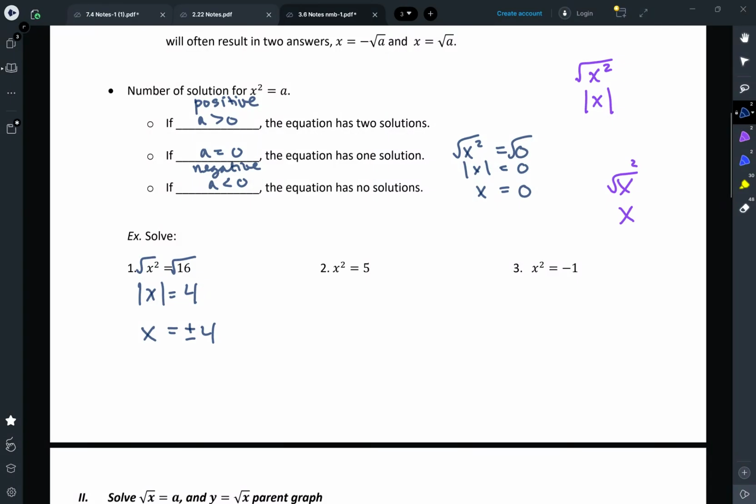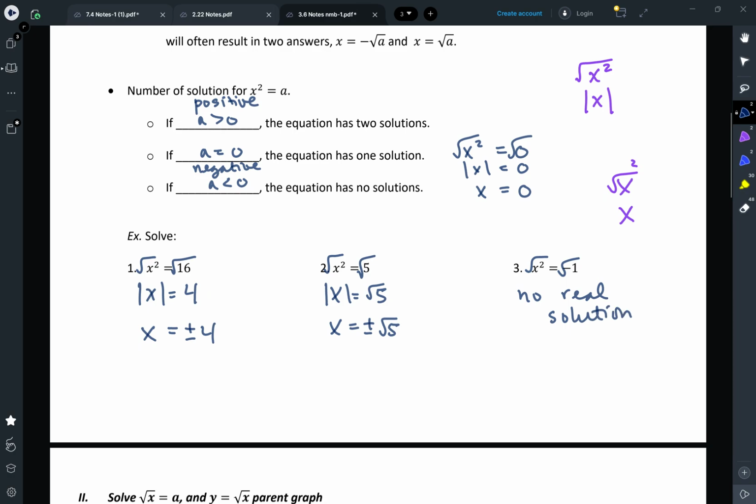Next one is going to be the same steps, right? So we start out here with x squared equals 5, so we're going to go ahead and square root both sides. When I have a square first and then a root, that's my absolute value. And that means x is going to equal plus or minus root 5. Next one, I go to take a square root on both sides and can't square root a negative, so there's going to be no real solution.